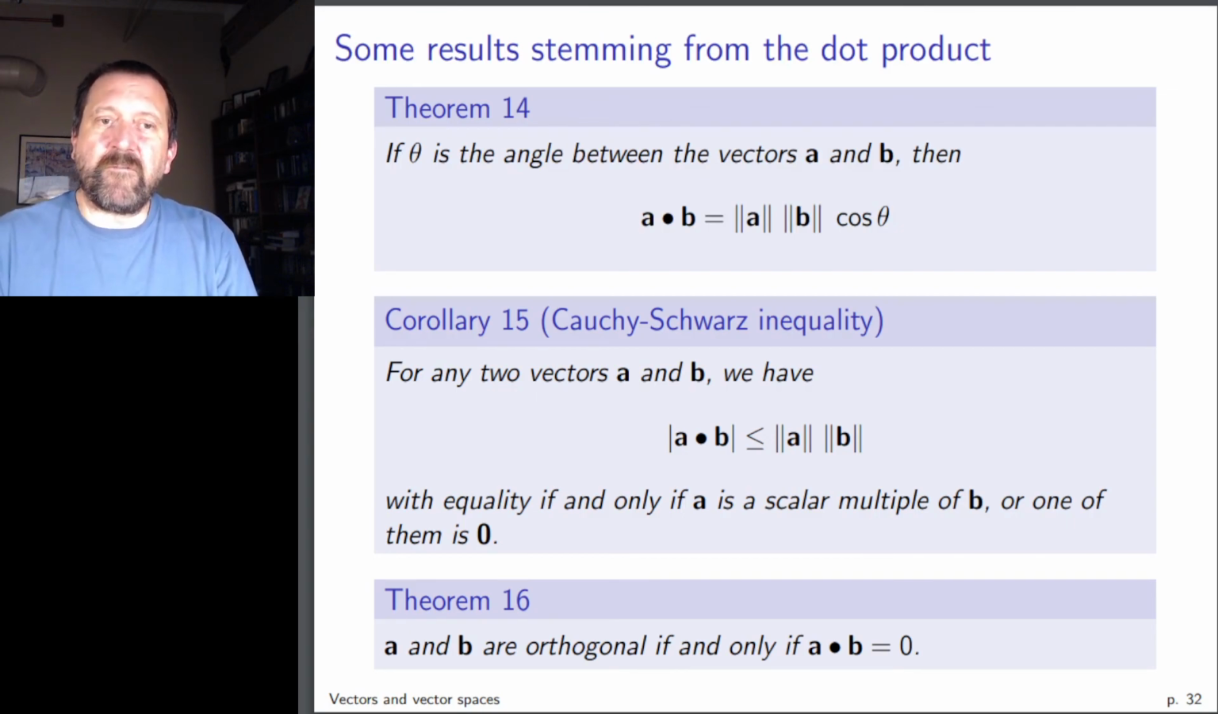There's a very well-known inequality that is associated to the dot product, the Cauchy-Schwarz inequality, and it simply says that the absolute value of the dot product is less than or equal to the product of the norms of the vectors. And one of the main reasons why the dot product is so important is that last theorem here, which says that two vectors are orthogonal if and only if their dot product is 0. That is a very good way of characterizing two orthogonal vectors.